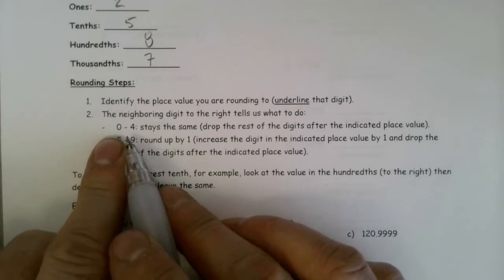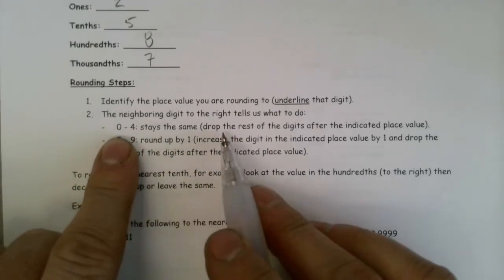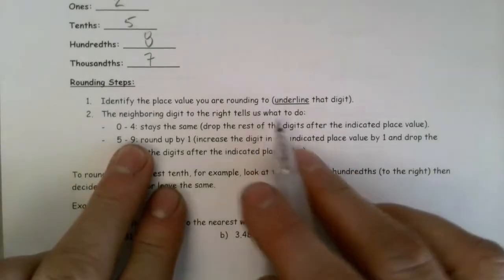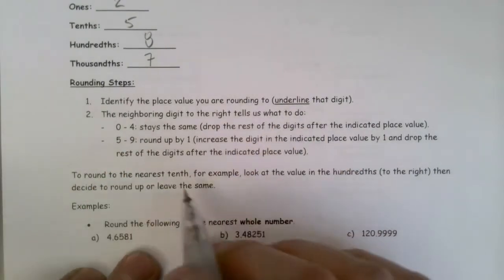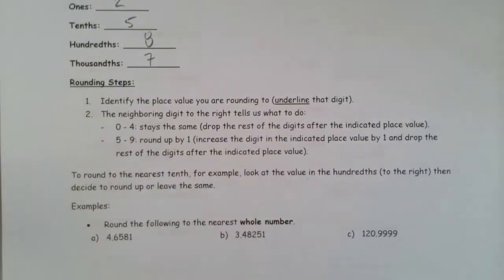If that number is between 0 and 4, then the digit stays the same. In other words, what's behind that number is not larger than the halfway point between the number that I'm at and the next number. So we are closer to that one value than we are to the next value. But if that next digit is between 5 and 9, then we're going to round up. We're going to take that digit that we're looking at and increase it by 1.